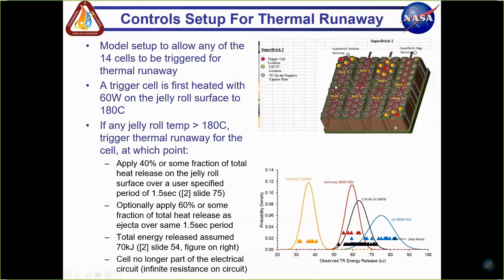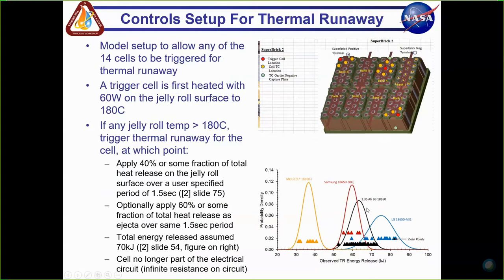And then there's also one with a middle cell that's going into thermal runaway as well. And so with the controls inside the model, the user can basically say, okay, which cell do you want to trigger to thermal runaway? And the runaway is triggered if the jelly roll surface temperature ever goes above 180 C.